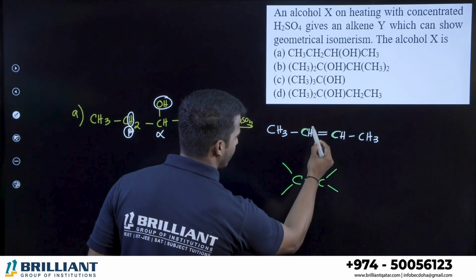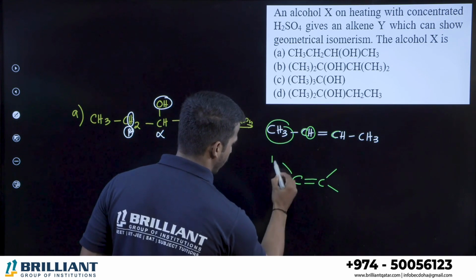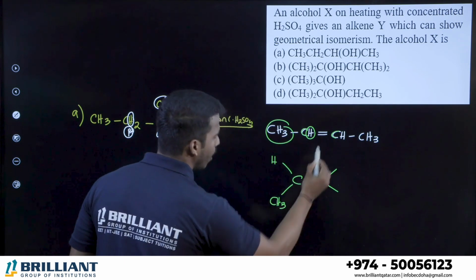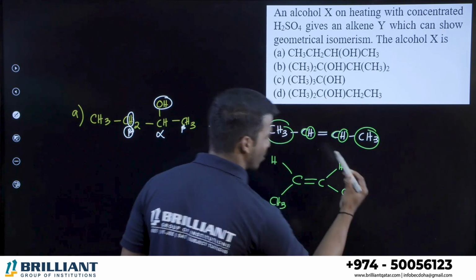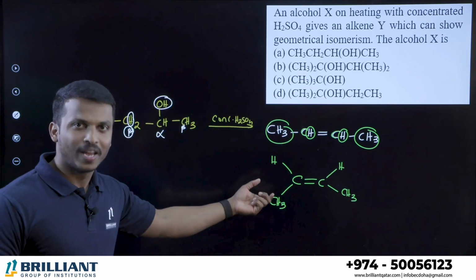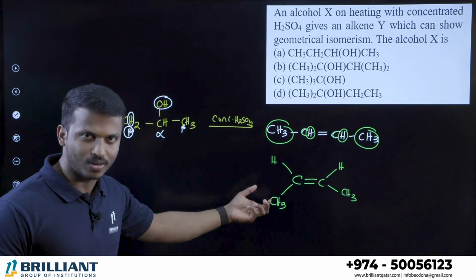On the left carbon, there is one hydrogen and one methyl group. On this carbon also, one hydrogen and one methyl group. Yes or no? Can it show geometrical isomerism? Is it cis or trans?